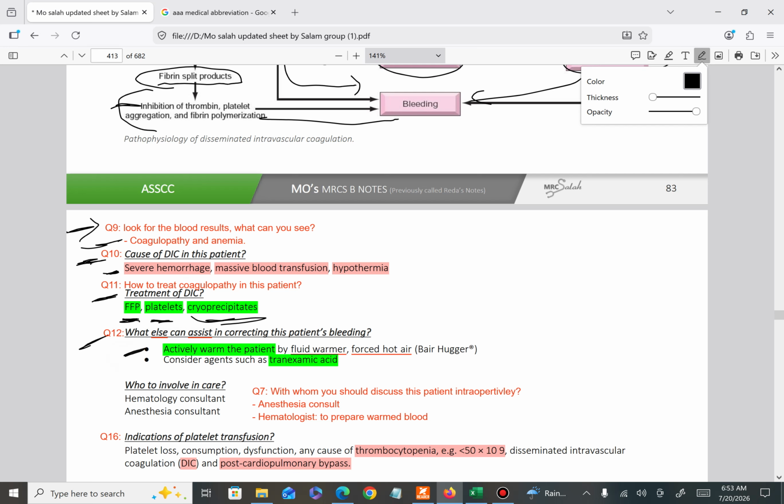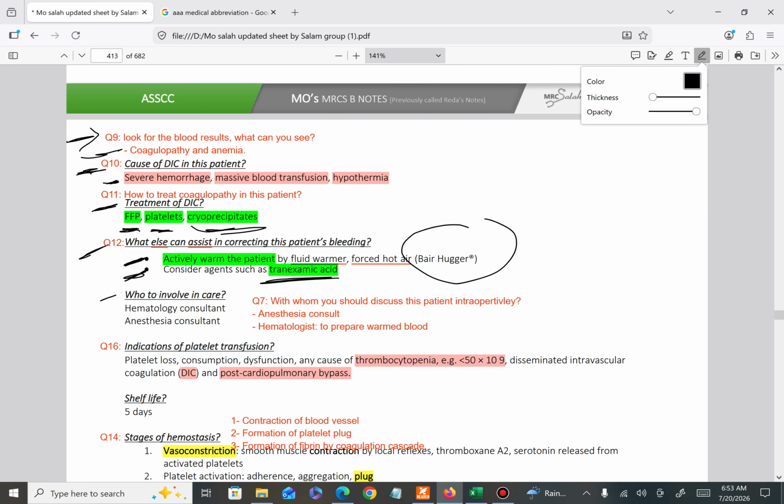What else can assist in correcting this patient's bleeding? Actively warm the patient, because it is the hypothermia that can lead to coagulopathy and DIC. So actively warm the patient by fluid warmer, forced hot air like the Bair Hugger system. Then consider agents like tranexamic acid. Then who to involve in care? We should involve the hematologist to prepare warm blood, and the anesthesia consultant.